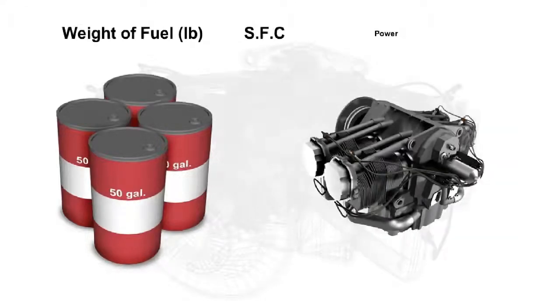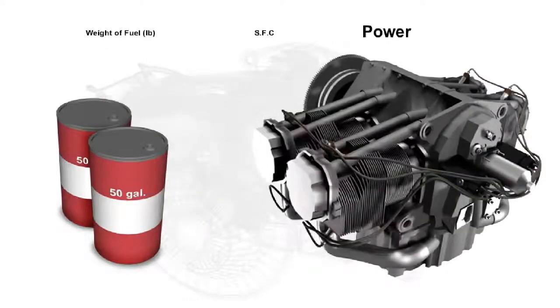A reduction in power for the same or greater weight of fuel burnt is defined as an increase in specific fuel consumption, whereas a reduction in fuel burnt for the same or more power is a decrease in specific fuel consumption.